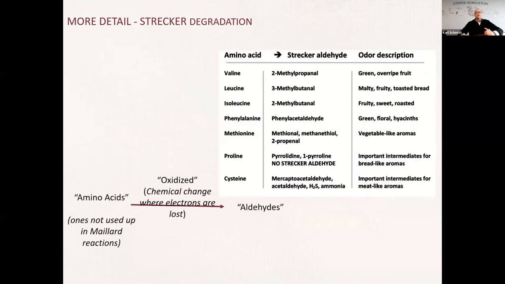Here are the amino acids defined that contribute with the Strecker aldehyde development to those odor descriptors: the green and overripe fruit, the malty, the fruity, the toasted, like toasted bread. And then you see here the relation of one to the other. Certainly this information is available, and we can share it with people who are interested. Here, just for reference, amino acids not used in a Maillard reaction are oxidized, here again the oxidation process, which basically delivers an electron, and then creates the aldehydes that we appreciate and that are converted into flavor and aroma compounds.